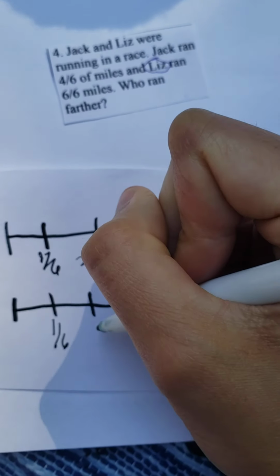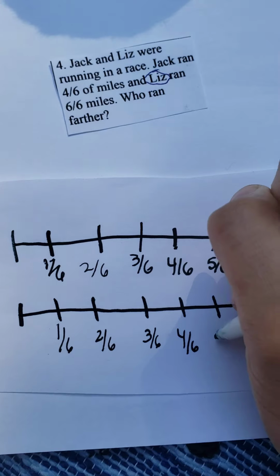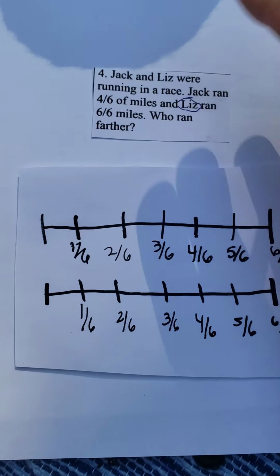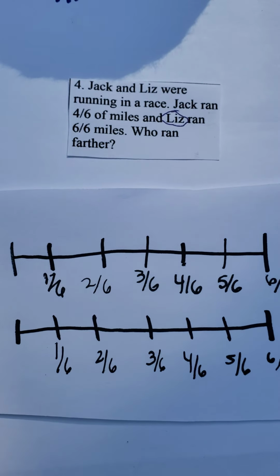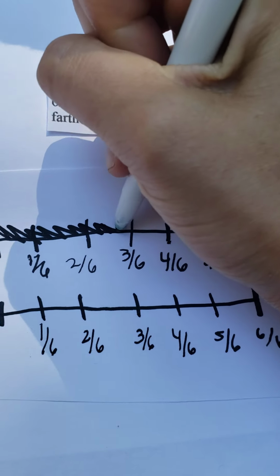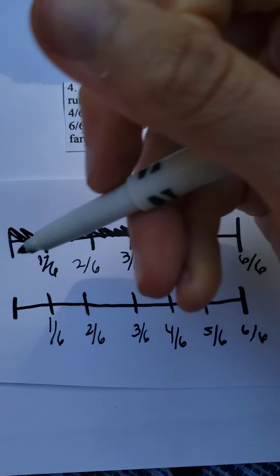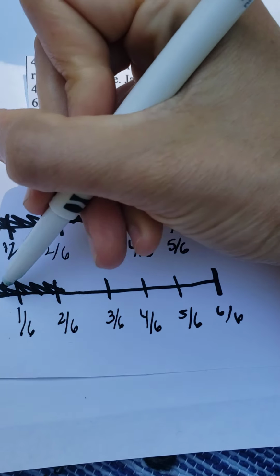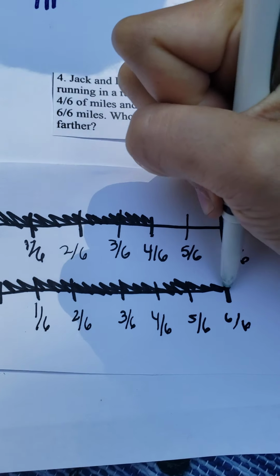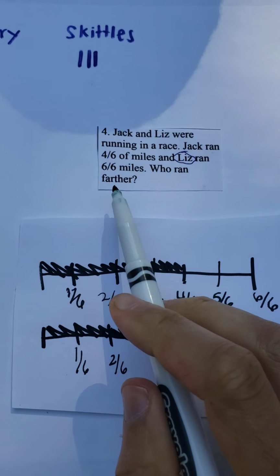And we're going to label this line the same way. Jack and Liz were running in a race. Jack ran 4 out of 6 miles. So let's go ahead and color 4/6. Liz ran 6/6. So we're going to go ahead and color 6 out of 6. 1/6, 2/6, 3/6, 4/6, 5/6, 6/6. Whoa, Liz ran the whole thing. So who ran farther?